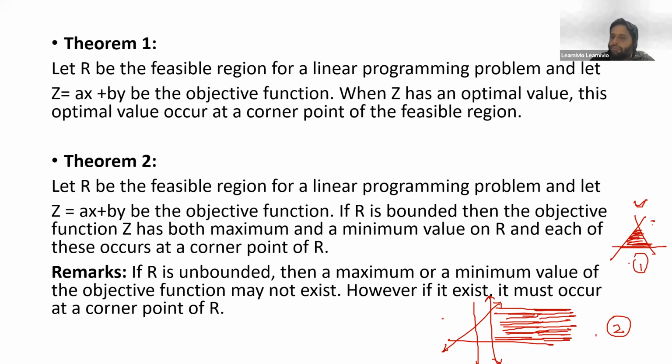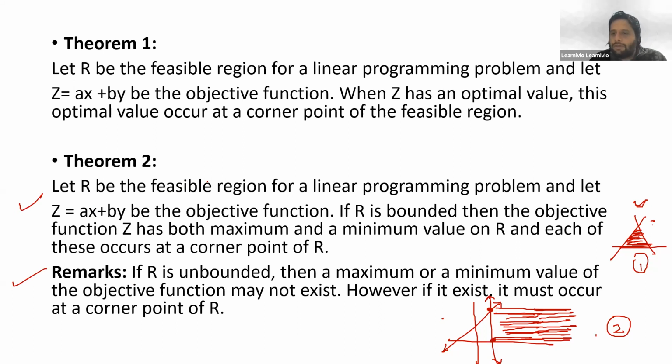Now, in the second case, what will happen? If the feasible region is unbounded, then there are chances that a maximum or minimum value will not occur. So if the feasible region is unbounded, the objective function may not have any maximum or minimum value. But in case a maximum or minimum value does occur, then it will occur at a corner point. Whatever corner point you have, for example, here this one, if there is any maximum or minimum value, it will exist only at the corner point. So what's the difference between these two cases? The difference is that in the bounded case, the maximum and minimum value will always occur.